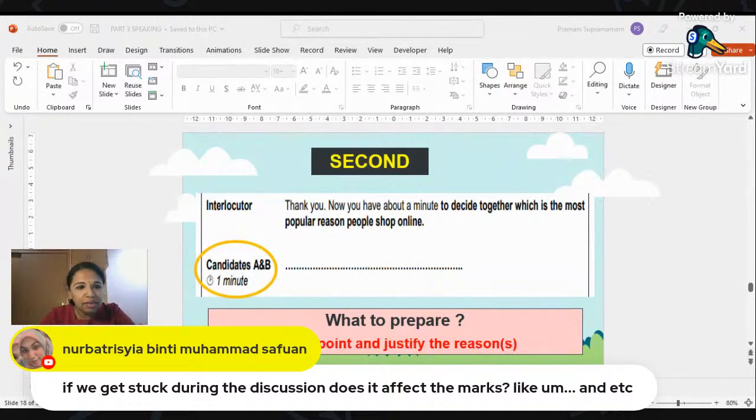If we get stuck during the discussion, does it affect the marks? If you get stuck, I think the first person to know is you, not your teacher, not the assessor or interlocutor. So why would you show that you're stuck? Even if you make a mistake, just go on. You can recorrect the structure. For example, you want to say I played football, but you say I play football, and then you know your mistake. Oh, excuse me, teacher, I played football. Oh, I'm sorry, I played football. Something like that. You can do self correction during the speaking time.